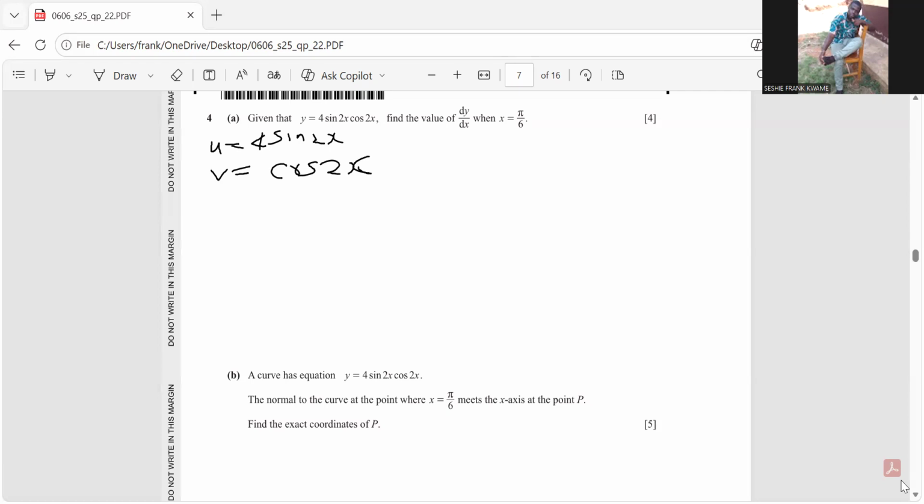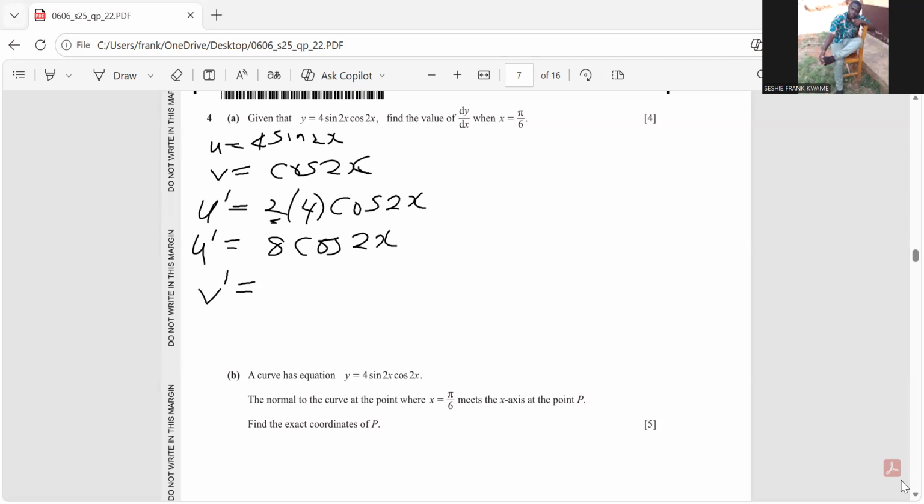Okay. So now, what is the differential of u? That's u prime. It's going to be differentiate sin 2x, that will be 2, already have 4 here, times cos 2x. So differentiate sin 2x, that's cos 2x, and differentiate 2x, that's the 2 I have here. So that's u prime being 8 cos 2x. Then v prime, differentiate cos 2x, that will be negative sin 2x. Then differentiate 2x, that will be 2. So v prime will be negative 2 sin 2x.